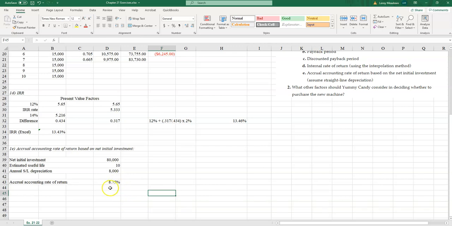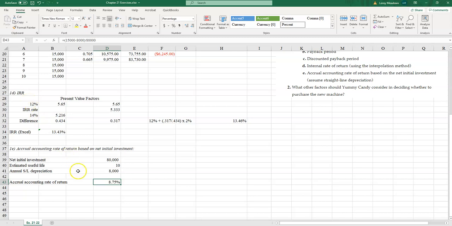Now note how the accrual accounting rate of return differs from my internal rate of return. And why is that? There are two reasons. This one is based on accrual accounting, and the internal rate of return is based on cash flows. The second difference is the accrual accounting rate of return does not incorporate the time value of money, whereas the internal rate of return does. So that's the difference between the two, and that's why we're going to see marked differences between the accrual accounting rate of return and the internal rate of return.